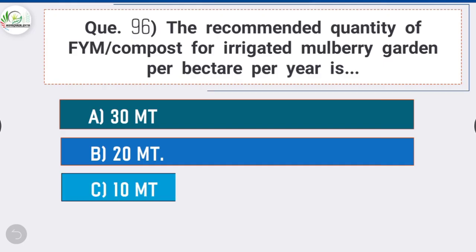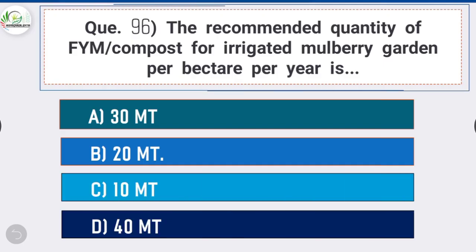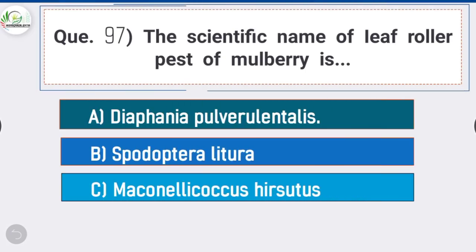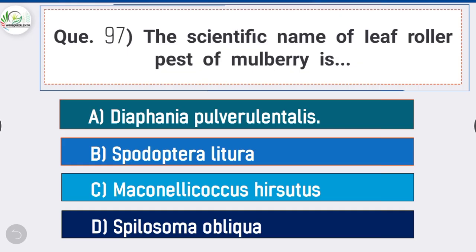Question number 96. The recommended quantity of FYM or compost for irrigated mulberry garden per hectare per year is, and the correct answer is option B, 20 metric ton. The recommended quantity of FYM or compost for irrigated mulberry garden per hectare per year is 20 metric ton. Question number 97. The scientific name of leaf roller pest of mulberry is, and the correct answer is option A, Diaphania pulverulentalis. The scientific name of leaf roller pest of mulberry is Diaphania pulverulentalis.